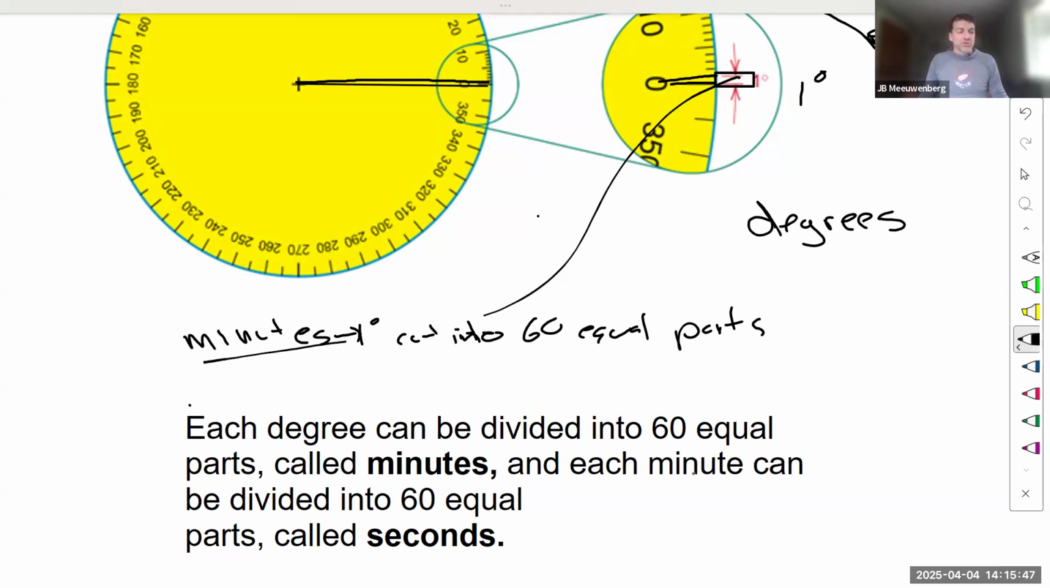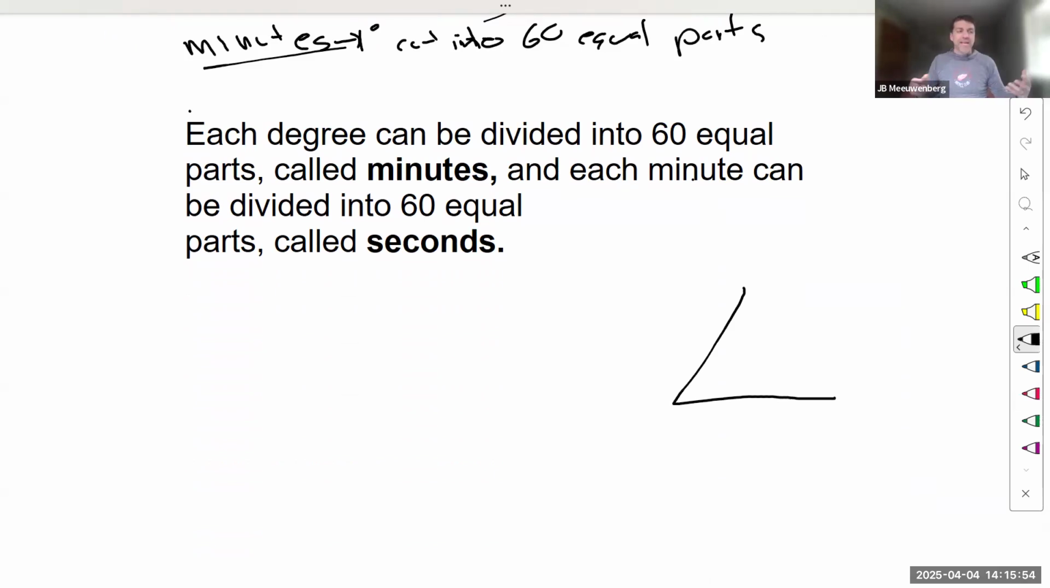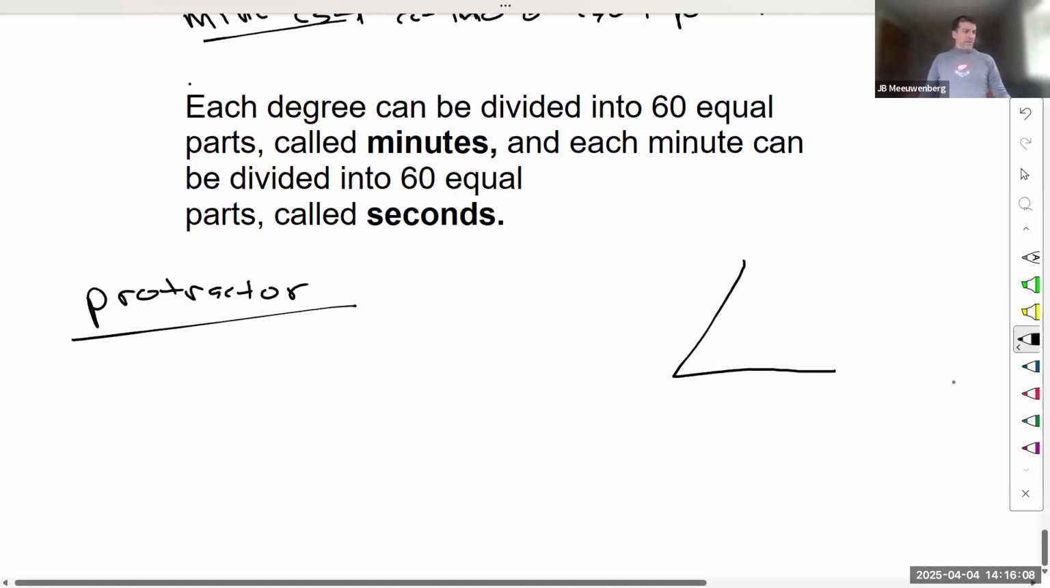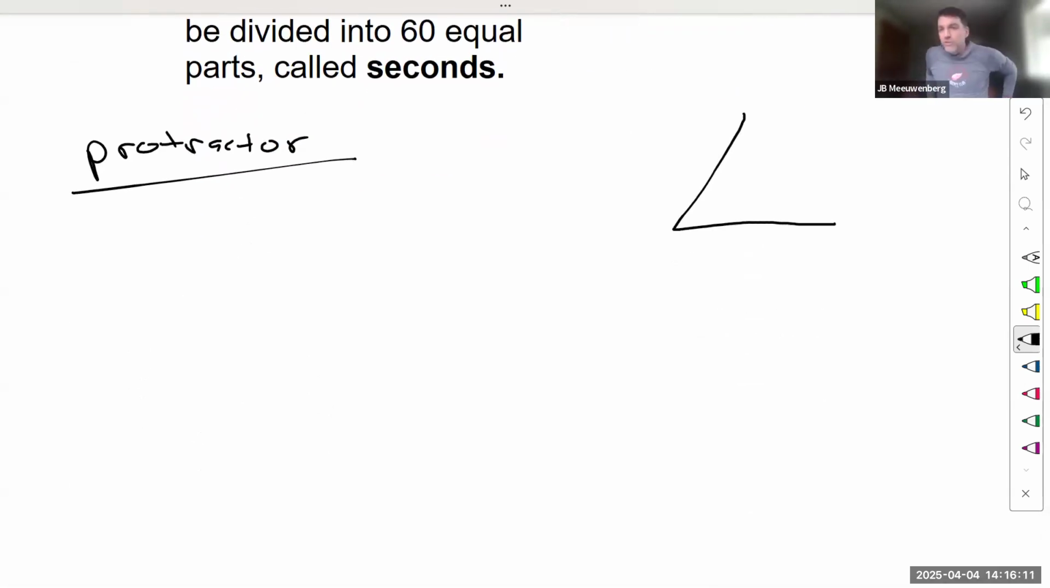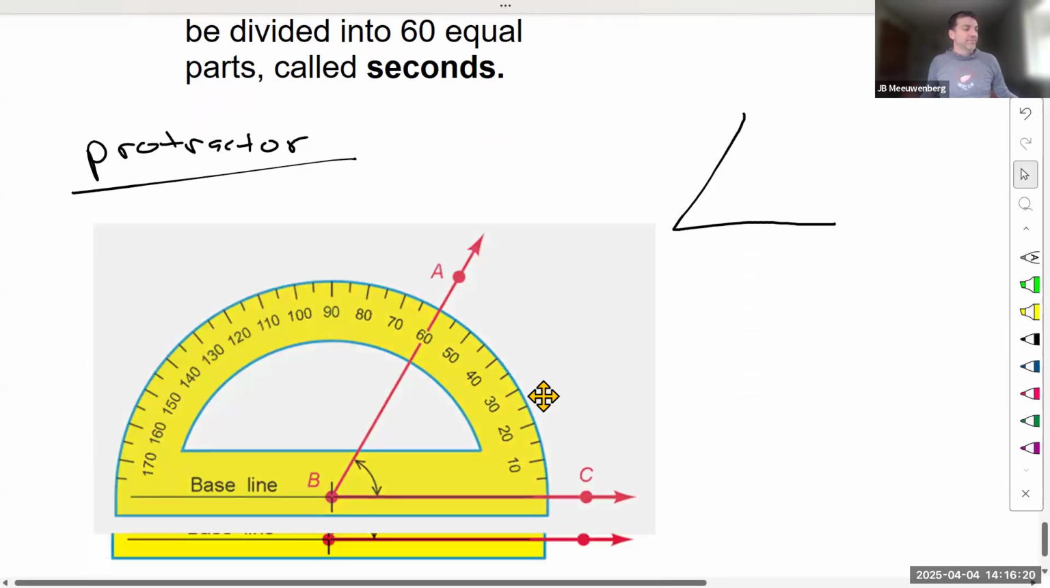So how do we measure degrees if we're looking at something like an angle on our paper? We use a protractor. How did the mathematician plow his field? With a protractor. One of my worst math jokes. And so what is a protractor? It is this device right here.